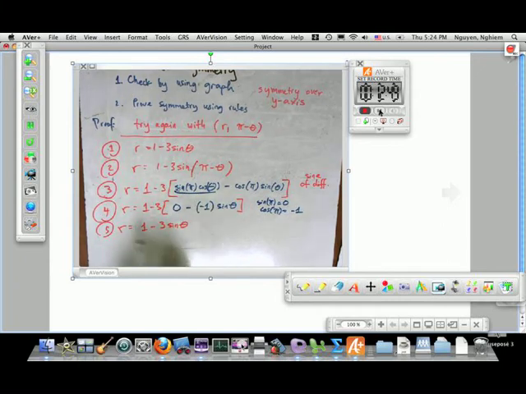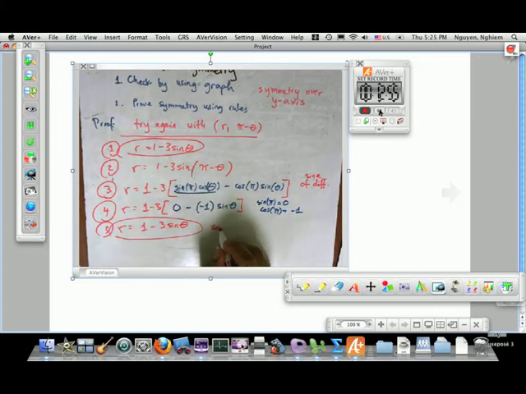Okay, and you can see that this expression down here and this expression up here are identical. So this is the same as the original equation. So I'm done. And with this proof, I've shown algebraically that the function r equals 1 minus 3 sine theta is in fact symmetric over the y-axis.